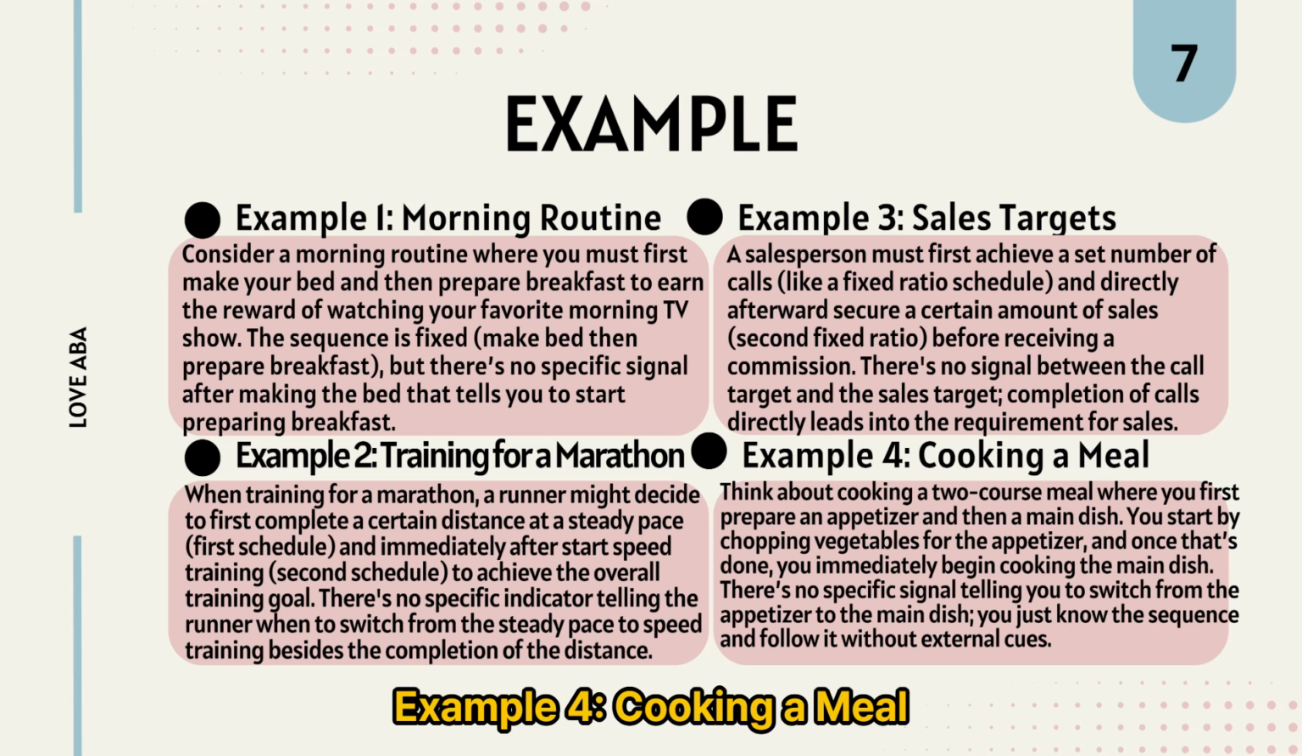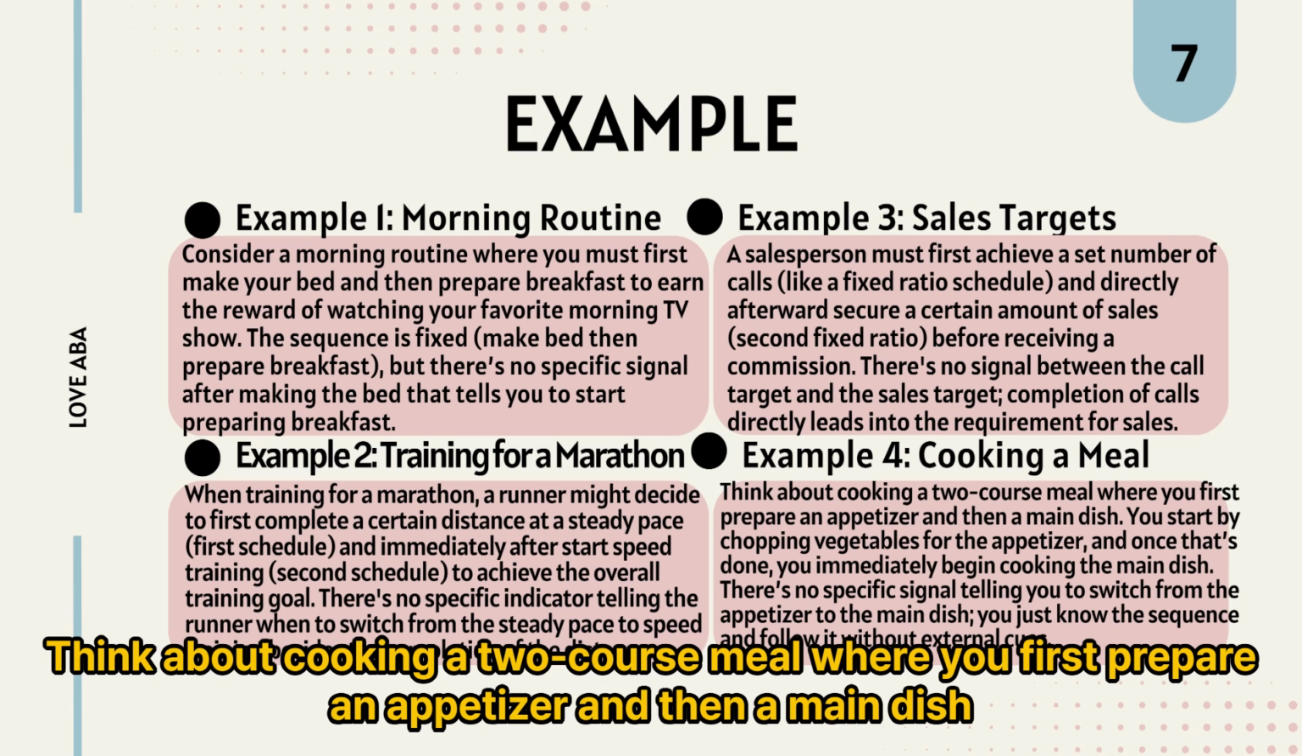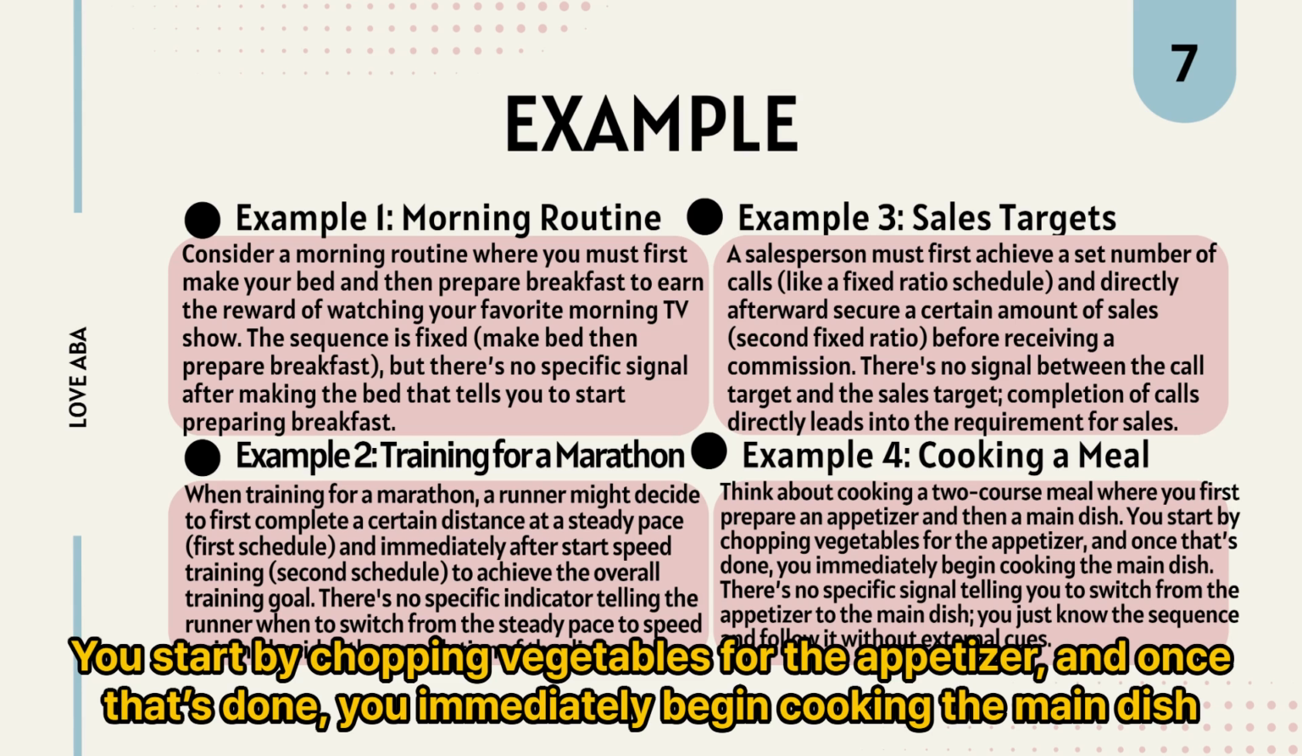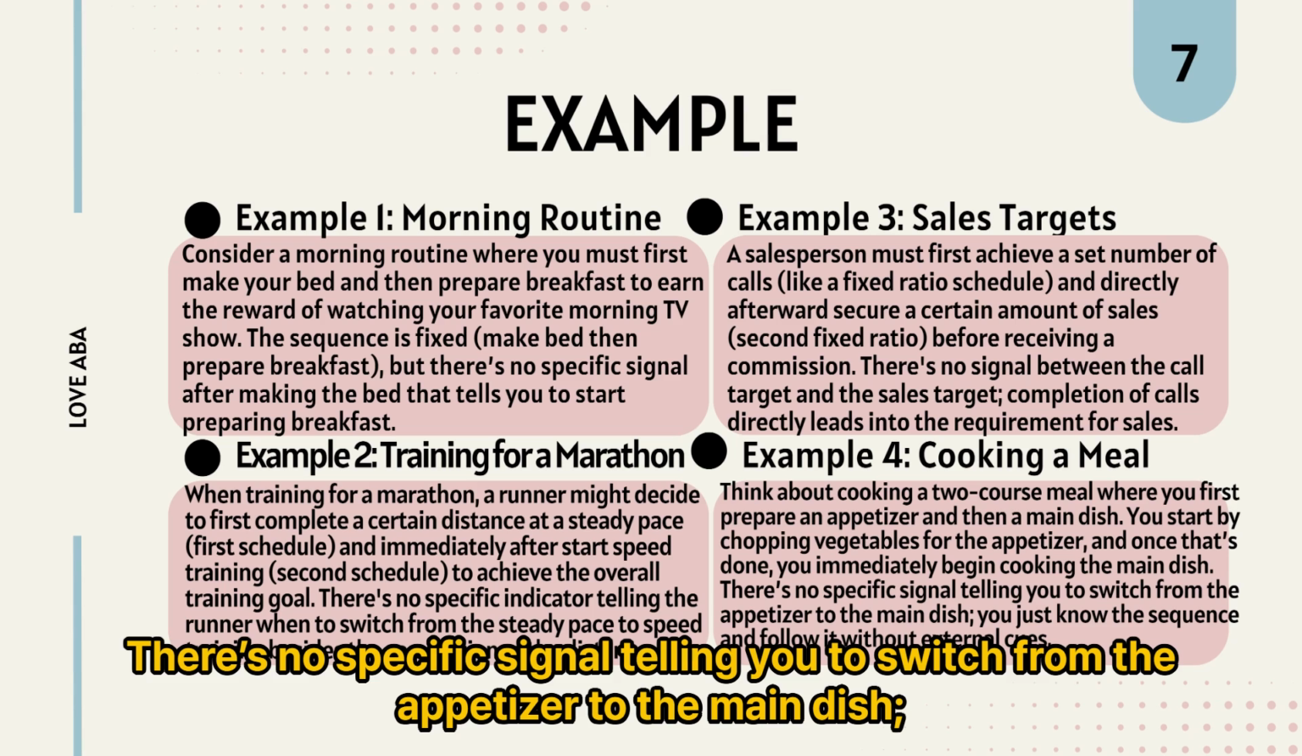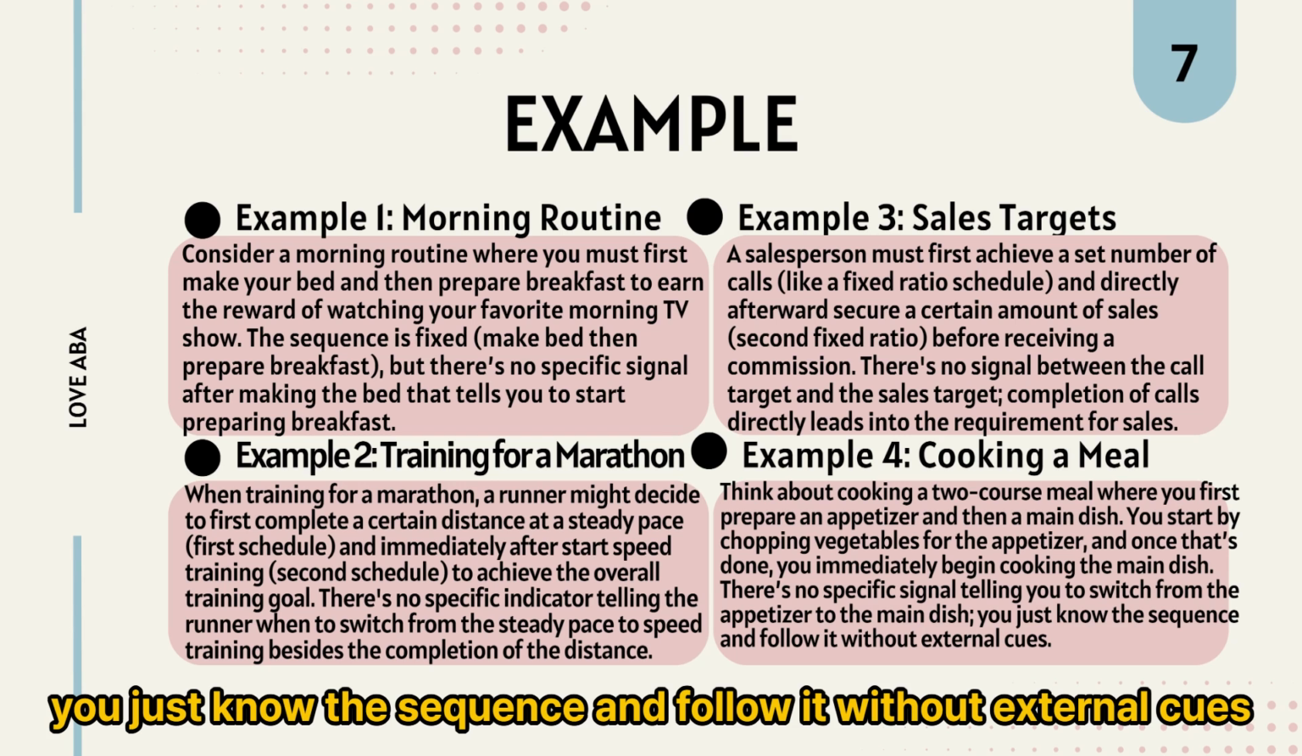Example 4, cooking a meal. Think about cooking a 2-course meal where you first prepare an appetizer and then a main dish. You start by chopping vegetables for the appetizer, and once that's done, you immediately begin cooking the main dish. There's no specific signal telling you to switch from the appetizer to the main dish. You just know the sequence and follow it without external cues.